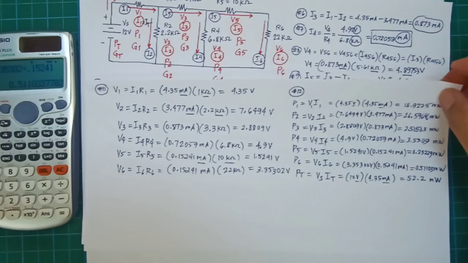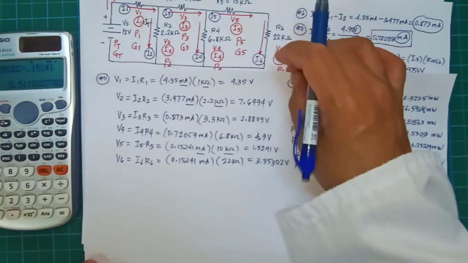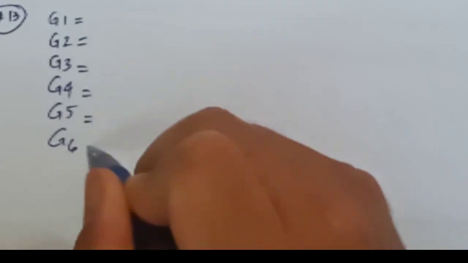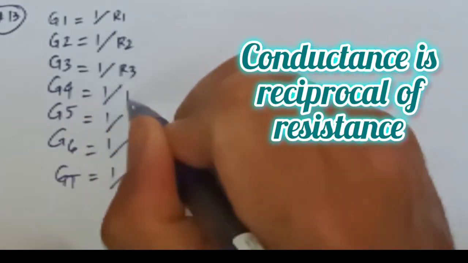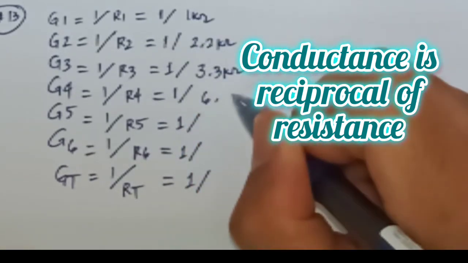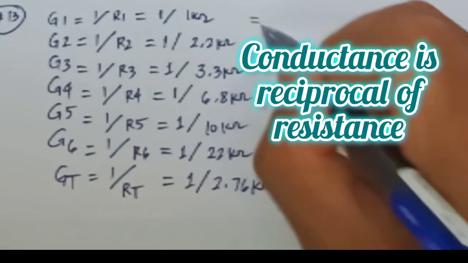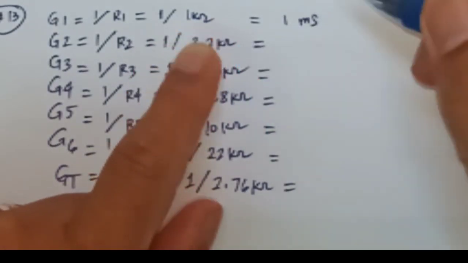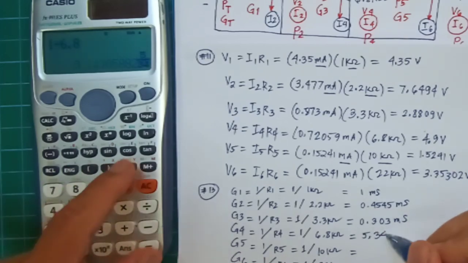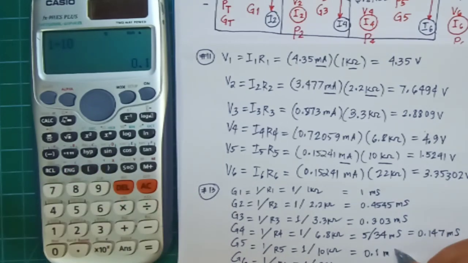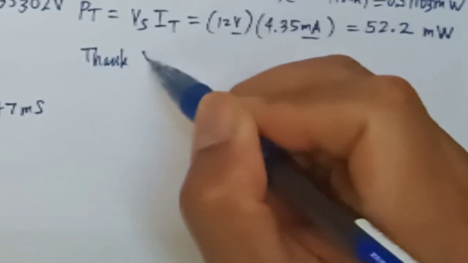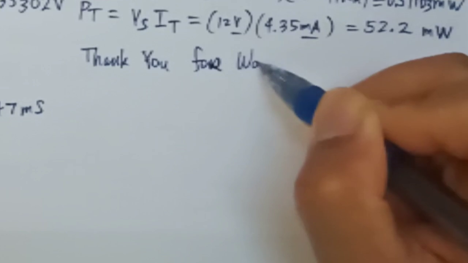The remaining calculations will be for the conductance, which is just the reciprocal of the resistors. So if we want to get all the conductances G, we just divide 1 over the value of each resistor, including the G total. We can get it by dividing 1 by RT. And if you divide 1 by kilo ohms, the answer would be millisiemens, or small letter m and big letter S, that's millisiemens.